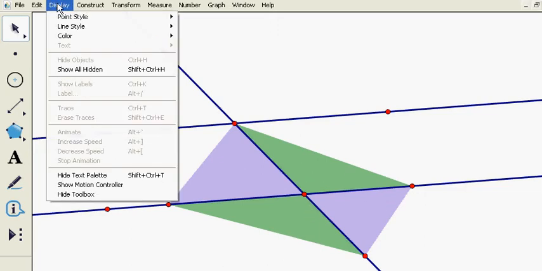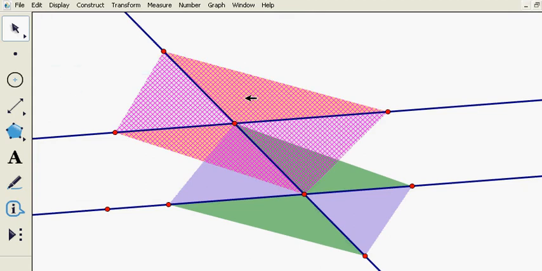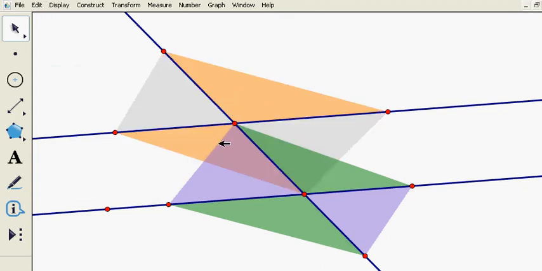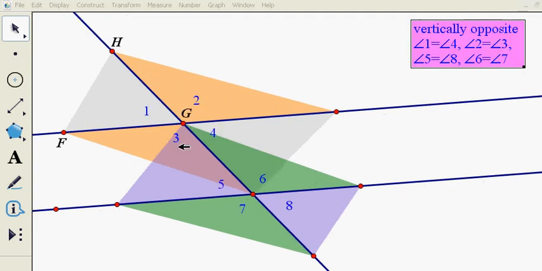And if I tell the computer to display all the hidden ones, here I have my ones on the top and my ones on the bottom. These ones are the same, these are the same, my greens are the same, and my purples are the same. These are my vertically opposite angles. So there they are, numbered and color coded. Up here, all my vertically opposite angles: 1 and 4, 2 and 3, 5 and 8, and 6 and 7. These ones are equal to each other.